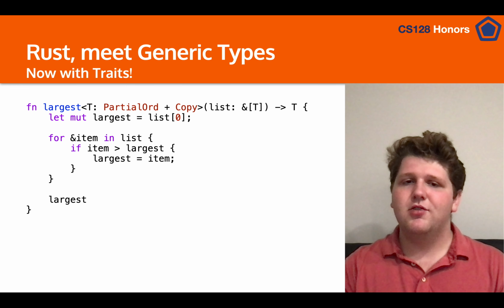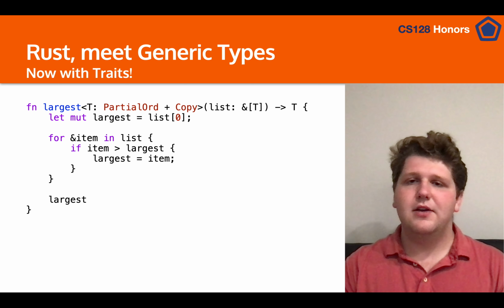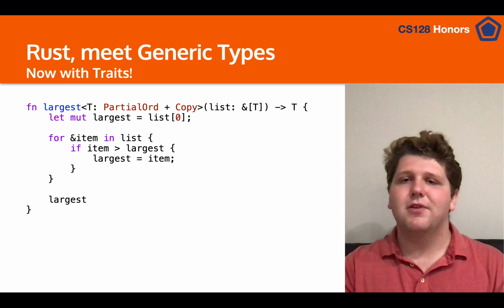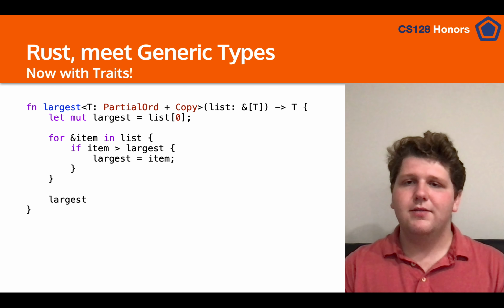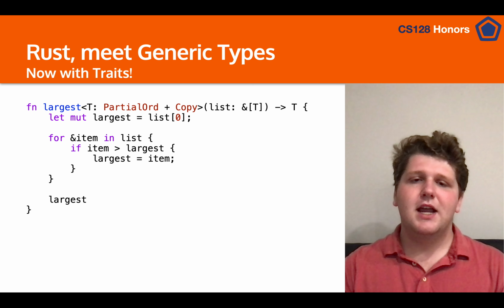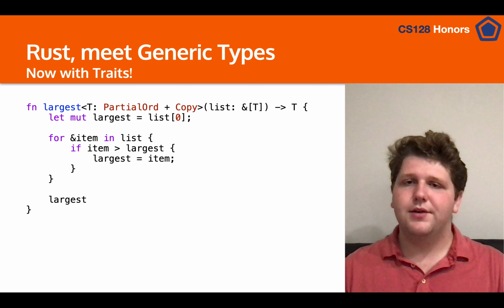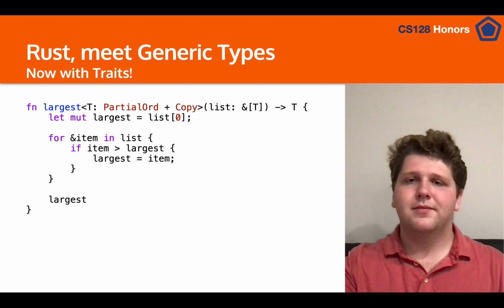And then the Copy trait is saying that we are allowed to copy these values directly from a list or a slice or something else like that without taking the reference to it. And that makes it memory safe, like we talked about earlier with ownership. And so that Copy trait means that we can now take items from those slices and not have to worry about the references and everything else.